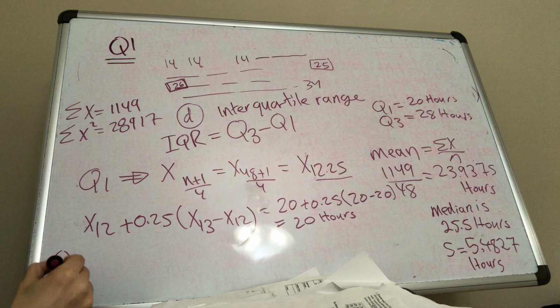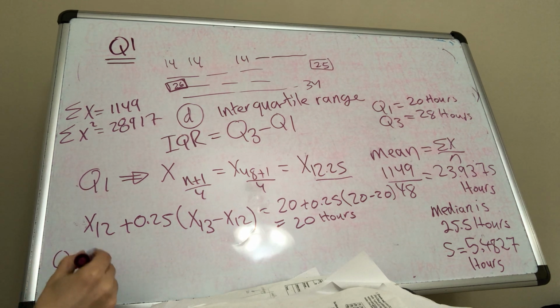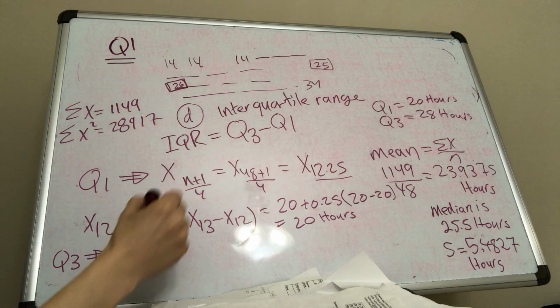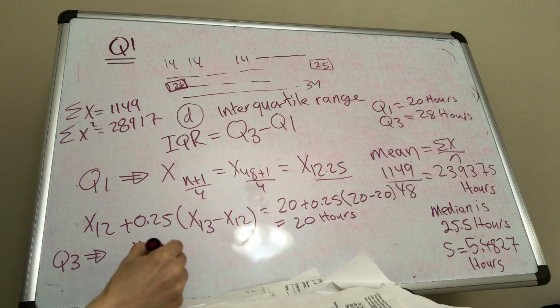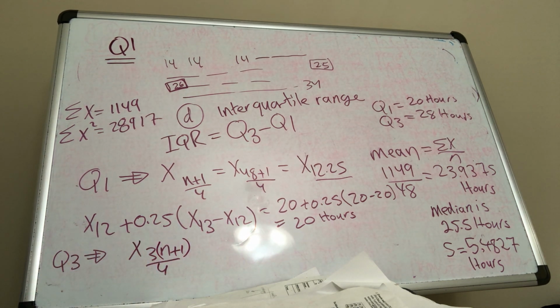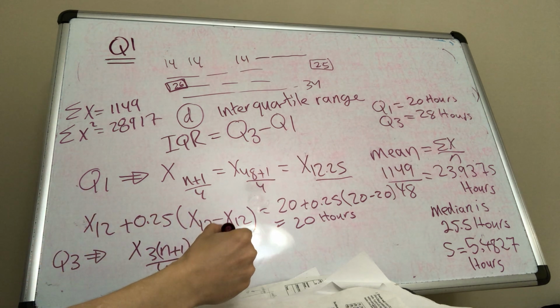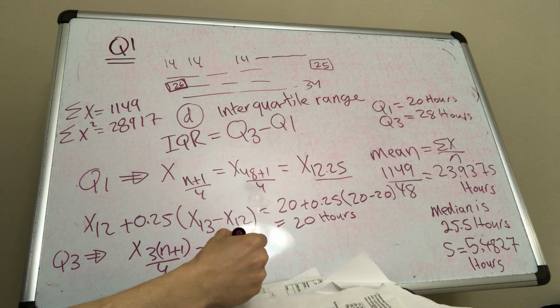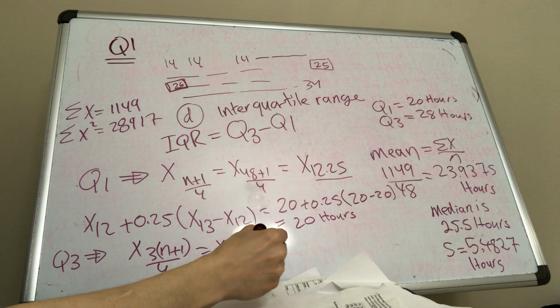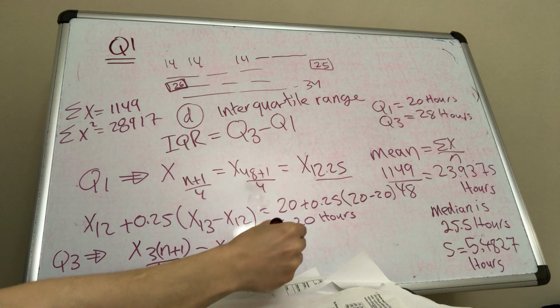Now to do Q3, instead of 3n over 4, it becomes 3 times (n plus 1) over 4. So it would be 3 times 48 plus 1 over 4.